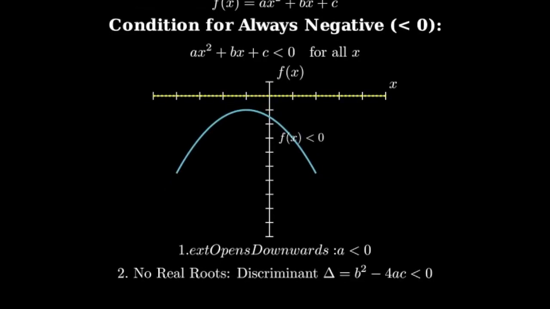So to summarize, a quadratic ax squared plus bx plus c is always negative if and only if a is less than 0 and the discriminant b squared minus 4ac is less than 0.